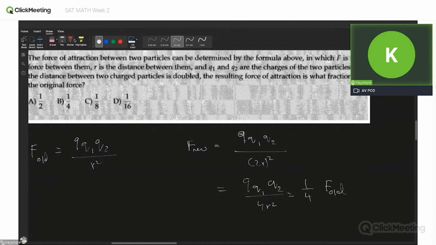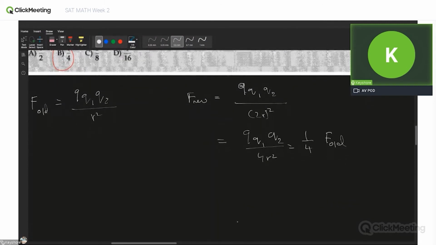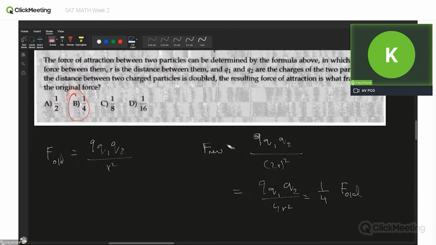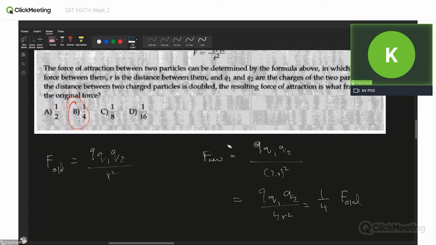So it is B. So good job on getting that right. But if they ask something like what fraction of the new force is the old force, then you would say, I'm going to have to multiply my new force by 4 times to get to my old force. So make sure to always read the question, because sometimes they might try to trick you. They're not trying to trick you, but just be careful in what you're trying to do, and then you should get the right answer. Does that make sense?